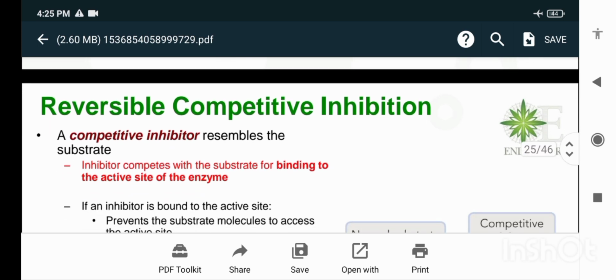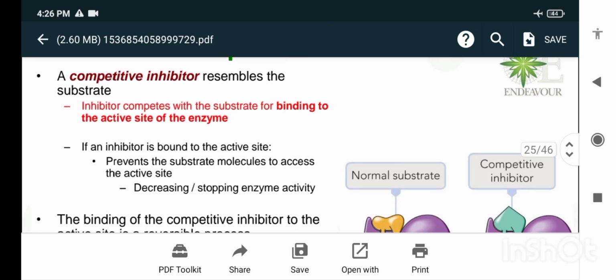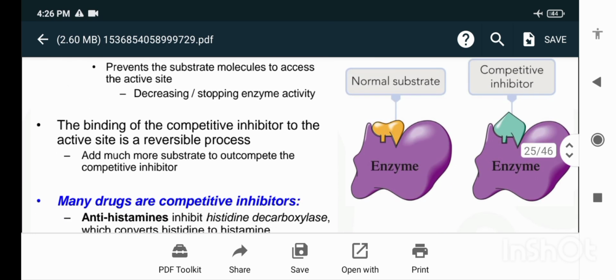Reversible competitive inhibition. A competitive inhibitor resembles the substrate. The inhibitor competes with the substrate for binding to the active site of the enzyme. If an inhibitor is bound to the active site, it prevents the substrate molecules from accessing the active site, decreasing or stopping enzyme activity. The binding of the competitive inhibitor to the active site is a reversible process.